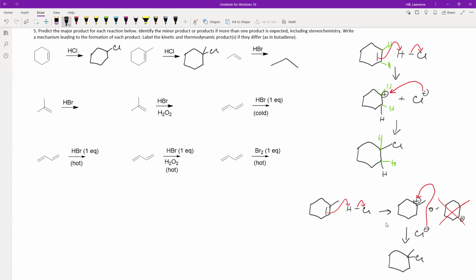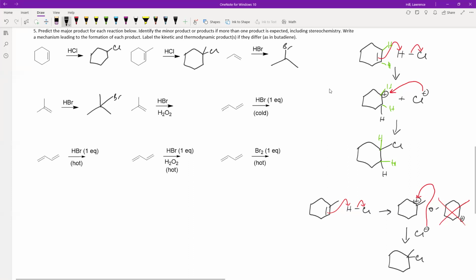HBr reacts a lot like HCl. You're going to form the secondary carbocation, not the primary carbocation, to get this product. And the same thing for this alkene. You'll get the tertiary carbocation, not the primary carbocation, which were the two options. And so as you work through the mechanism, you'll find that for this one, you had a choice between putting the positive charge on a tertiary carbon or a primary carbon. Up here, the choice was between a secondary carbon and a primary carbon.